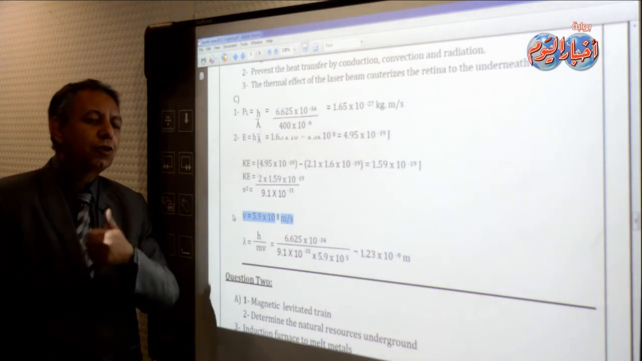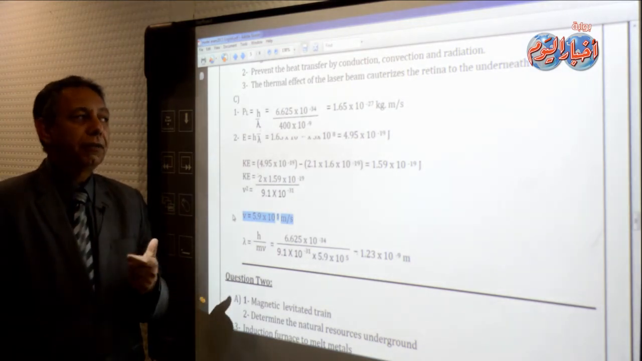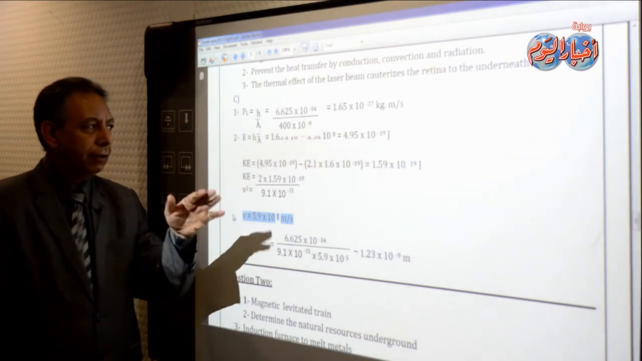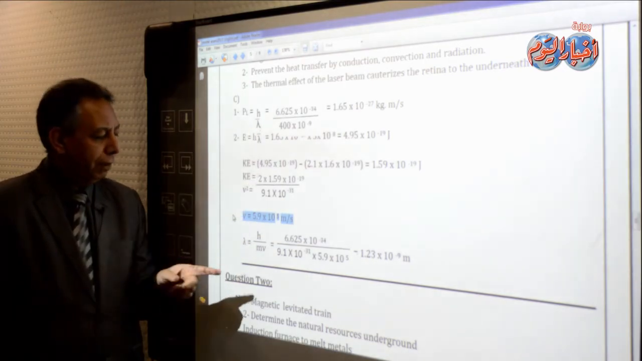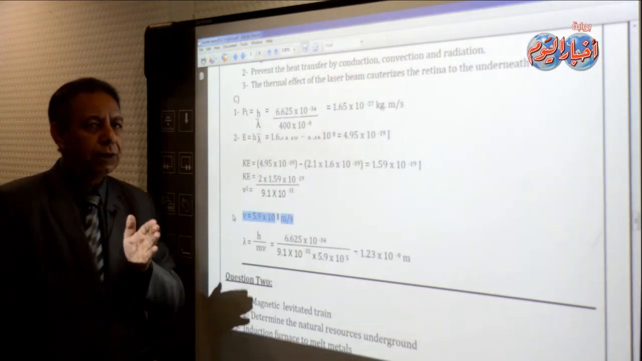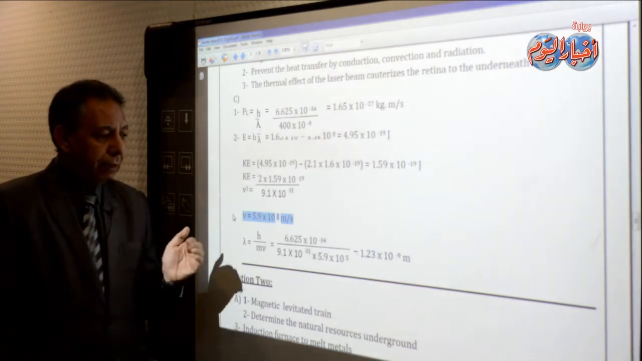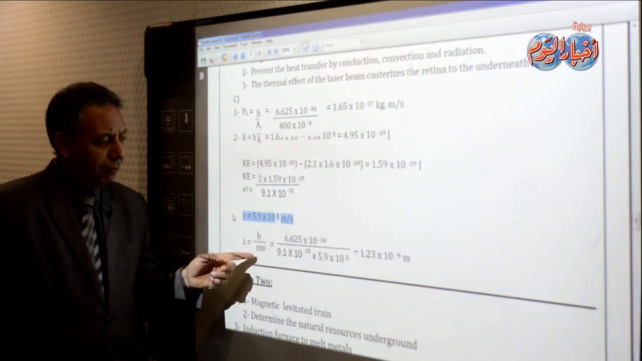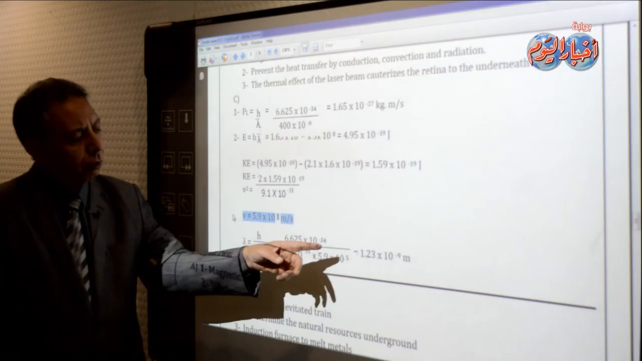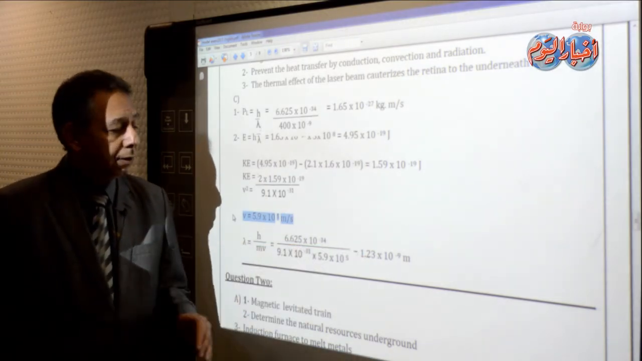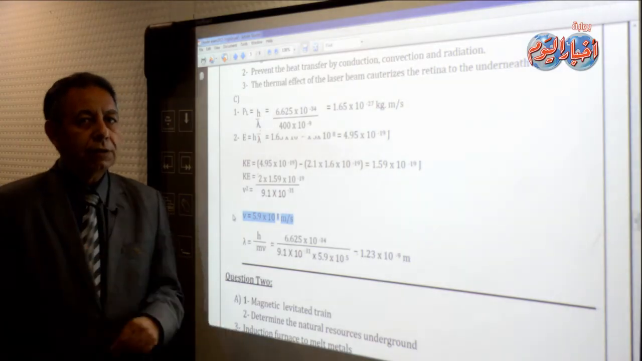That is the wavelength associated with the electron, not the wavelength of the photon. So here lambda, but it is completely different. That is the wavelength of the photon, but this is the wavelength associated with the electron. So you have to read the question well. And as you see, de Broglie equation, lambda equals h over m v. By substitution, we obtain 1.23 times 10 to the power negative 9 meter, and that is the end of the first question.